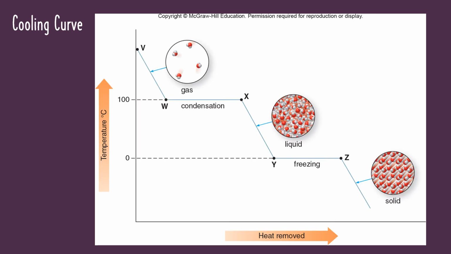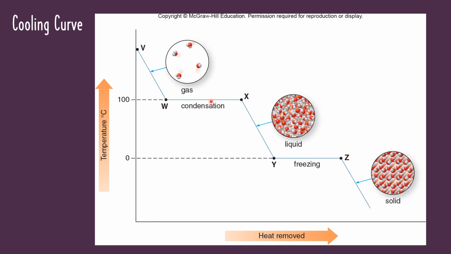For a cooling curve, it's the exact opposite of a heating curve. So we're going to start up here at this high temperature where we have a gas. As we lose heat, the temperature is going to start to go down, and then we're going to reach this point where we turn from a gas into a liquid. This is the condensation point. This is also our boiling point. So boiling point and condensation point are the same thing.